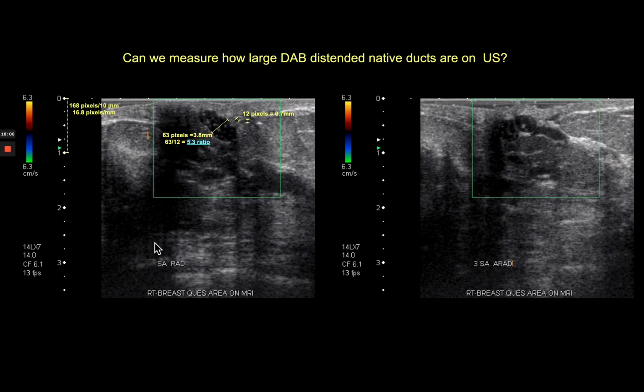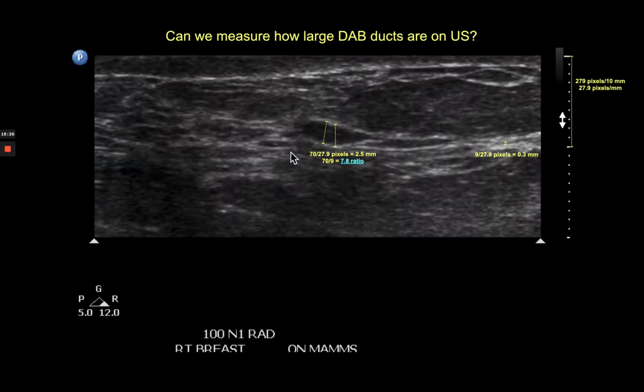And here's a case with ultrasound. We can see that I've got a 63 pixel, 3.8 millimeter native duct. And if I look at what a normal duct is, 12 pixels wide, my ratio is 5.3 to 1. So this duct is between 5 and 6 times the size of normal ducts.